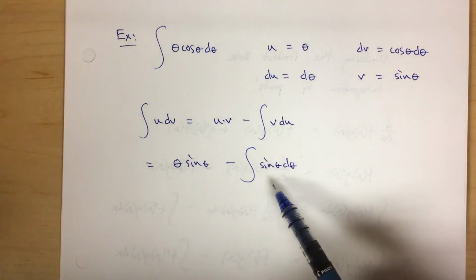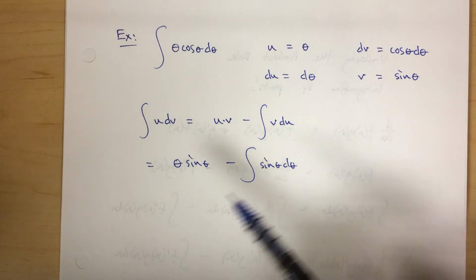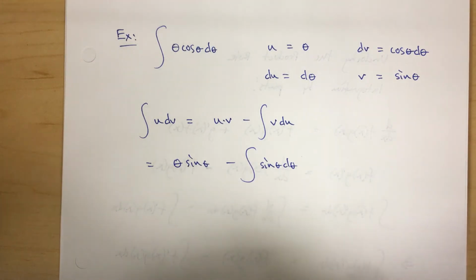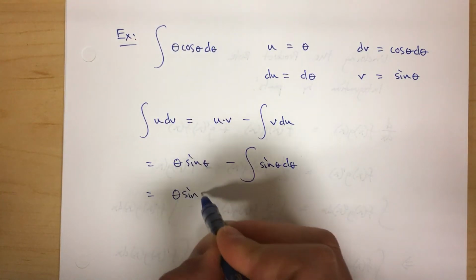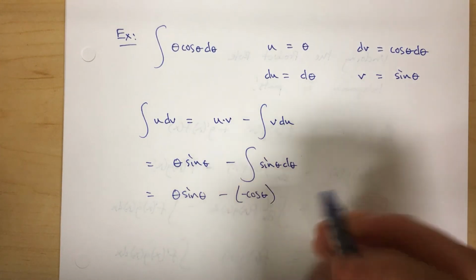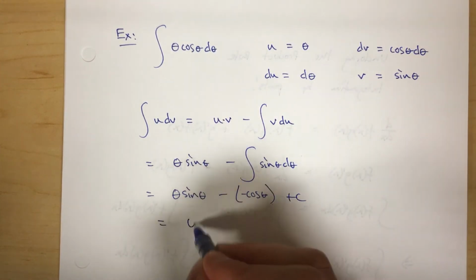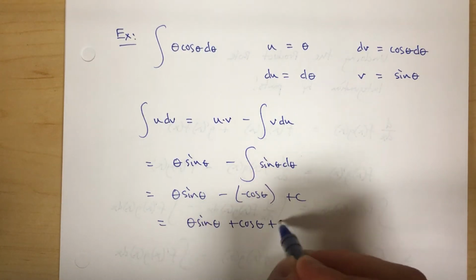Oh, look at that. Now that's really nice, because I know how to find the antiderivative of sine d theta. I don't have to worry about this because it's already been antidifferentiated. And I simply get theta sine theta minus negative cosine theta plus c, and that is simply theta sine theta plus cosine theta plus c.